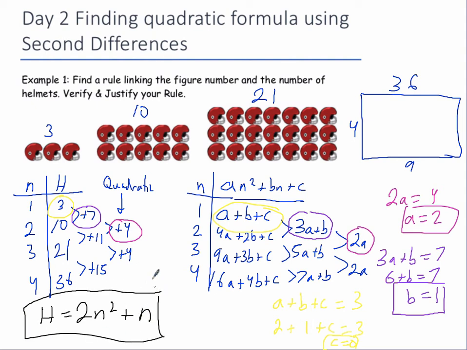Okay, so that's a rule. You can check it with some of these. Like, let's check it with the second one. 2 squared is 4, 4 times 2 is 8, plus 2 is 10, so it works for the second one, it works for all of them.